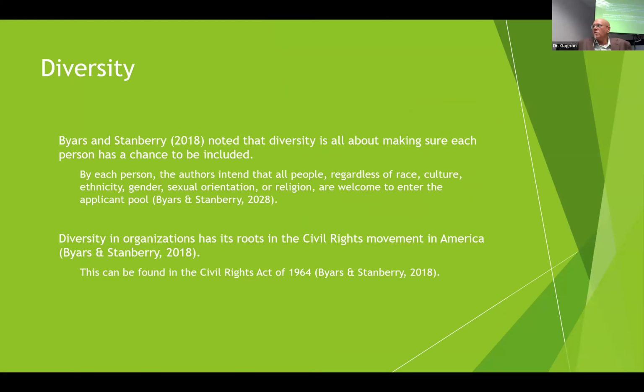Byers and Stanbury noted that diversity is all about making sure each person has a chance to be included. So it's not something that's based on quota. And that's one of the misconceptions people have had about DEI: it's not quota based. When you really break down DEI, it's simply treating people like you want to be treated. By each person, the authors intend that all people, regardless of race, culture, ethnicity, gender, sexual orientation, or religion, are welcome to enter the applicant pool.